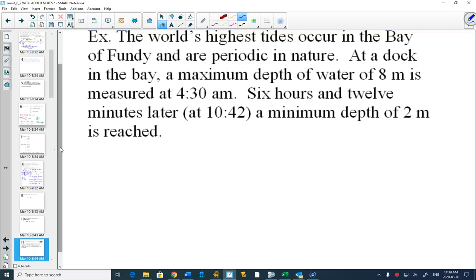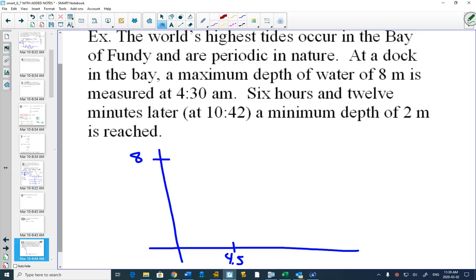So we go and we start drawing our graph. Maximum depth, 8 meters. It happens at 4:30. How do you write 4:30 on a graph? Let's say I pick this point right here for 4:30. Will I write 4.3 if I change it to a decimal? 4.5, because it's half an hour. Perfect. So I'm going to label that point. That's our maximum.